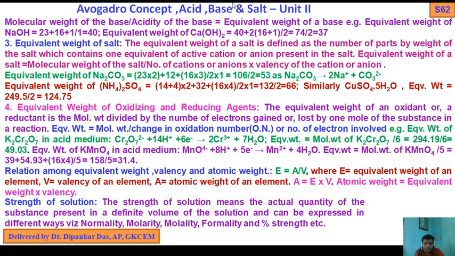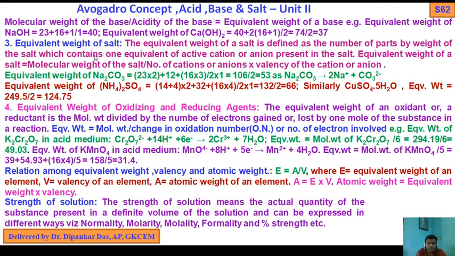For example, equivalent weight of sodium hydroxide is 23 plus 16 plus 1 divided by 1, 40, as you know, Na plus OH minus, with one replaceable hydroxyl ion. Equivalent weight of calcium hydroxide is 40 plus 2 into 16 plus 1, divided by 2. Calcium 2 plus, 2 OH minus, so the acidity of the base is 2. That's why 74 by 2, 37. So molecular weight of the base by acidity of the base is the equivalent weight of the base.